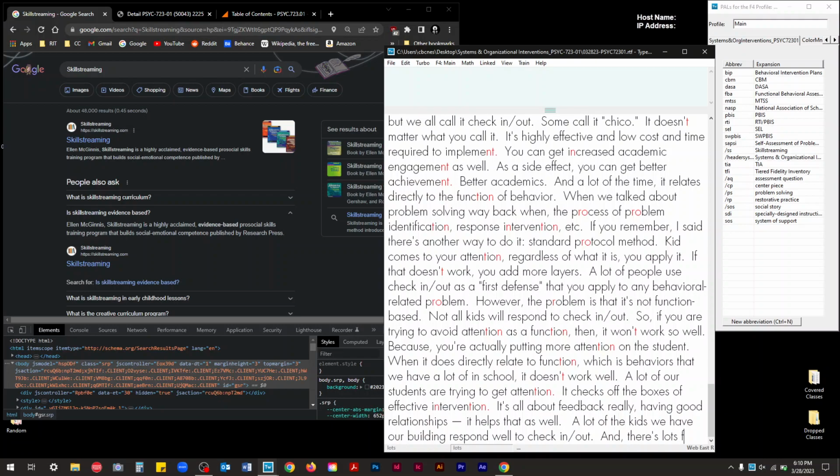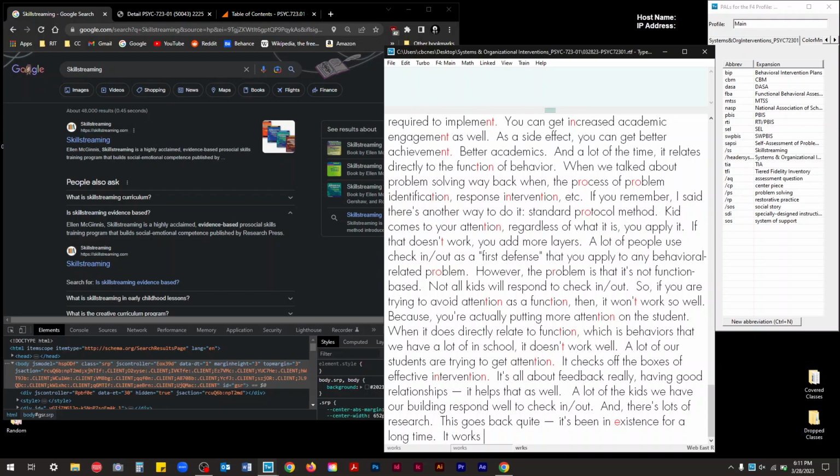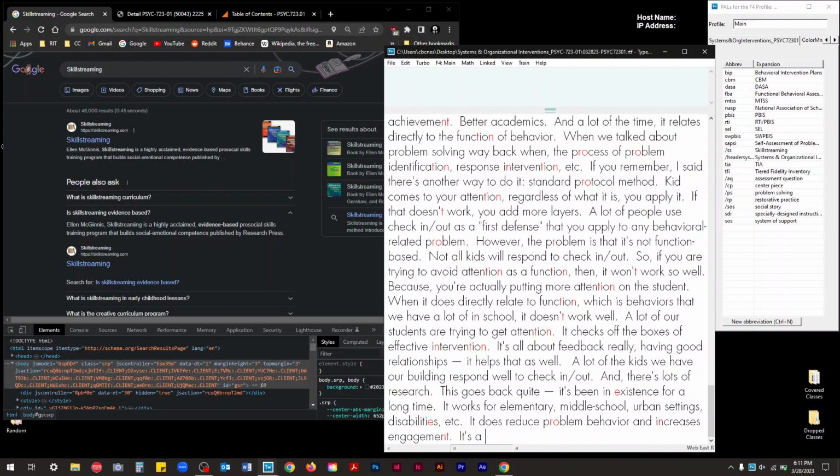There's lots of research. It's been in existence quite a long time. It works for elementary school students, it works for middle school, it works for students in urban settings, it works with students with disabilities. There's lots of research that says that it does reduce problem behavior and it increases engagement. So it's really a good bang for your buck when you talk about an intervention.